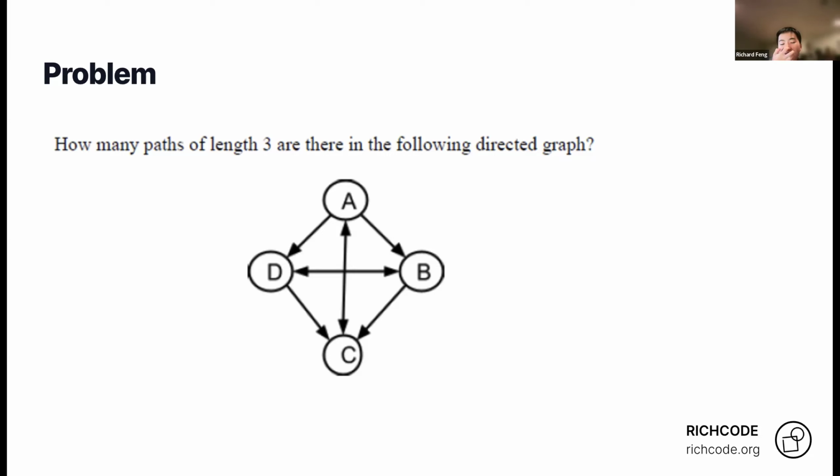Yeah, so a path is a sequence of vertices connected by edges. For example, A, B, C, D is an example of a path. Wait, actually, that's not possible because C can't go to D. I'll give a better example. ABC is a path.